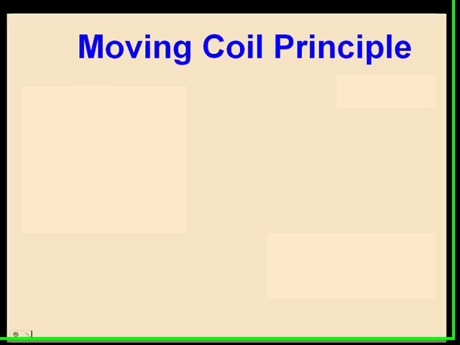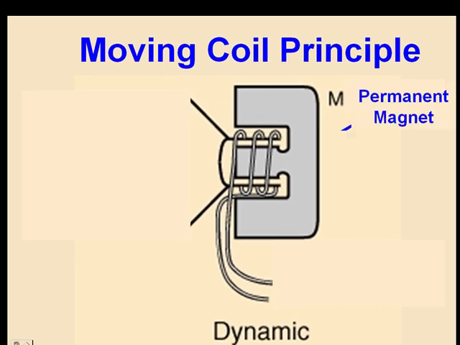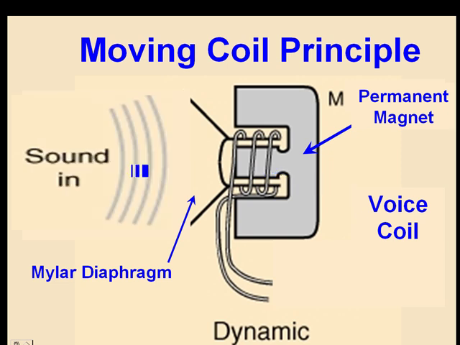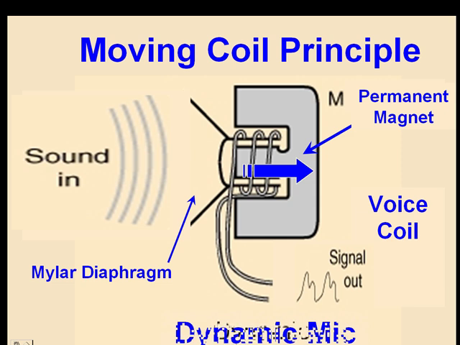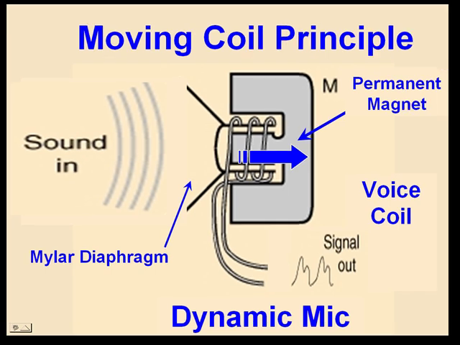Here's an illustration that shows how this moving coil works. Here we see a strong permanent magnet, a voice coil made up of finely wrapped wire, and a mylar diaphragm. The force of the incoming sound waves push against the diaphragm, which is connected to the voice coil, causing this voice coil to move through this strong magnetic field. By this coil of wire moving through this magnetic field, a small electric signal is generated. That is, the magnetic field induces a current into our voice coil.